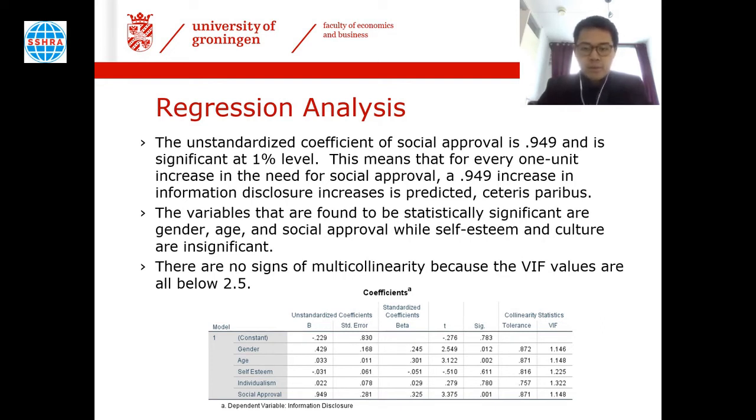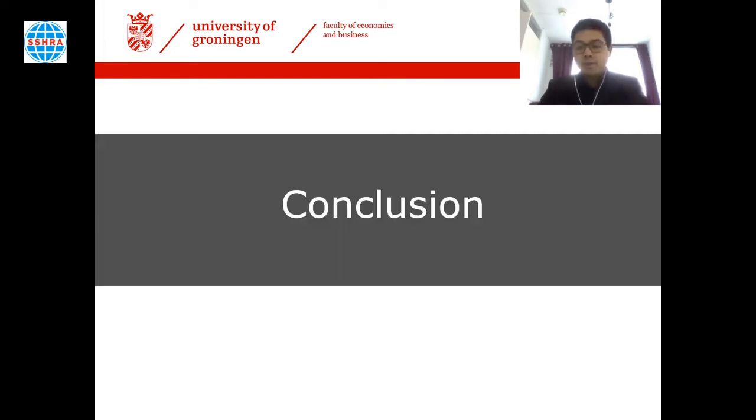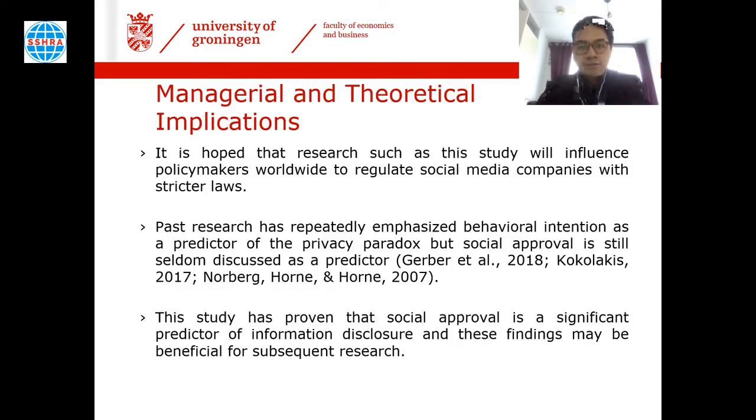In this output here, we can see that there are no signs of multicollinearity because all the VIF values are below 2.5. So for the last part, I will discuss the conclusions of the study. I will explain first the managerial and theoretical implications. The results of this study are likely to be applicable by managers in social media companies such as Facebook and Instagram, and also policymakers that deal with the issue of online privacy.